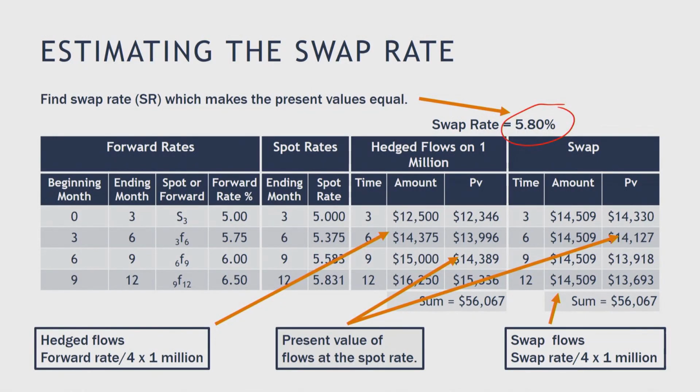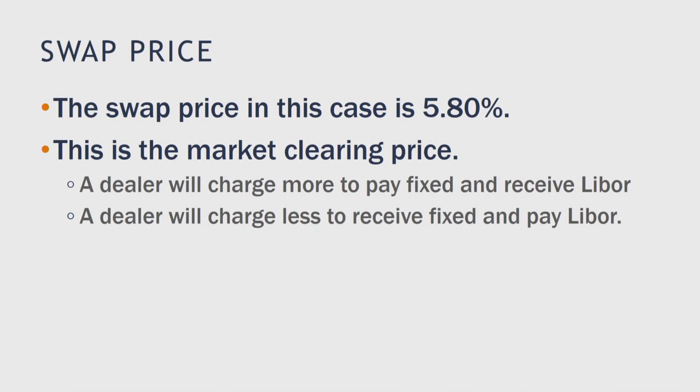So actually, if you were doing this in Excel, you could set this up exactly like I have it here. You could goal seek to find the rate that would make the flows equal, or you could just do trial and error to find the swap rate that would make them equal. But in this particular case, the swap rate that makes you feel indifferent between paying and receiving LIBOR is a rate of 5.8%. So when we start looking at swaps, the swap price in this particular case is 5.8%. And this is the market clearing price.